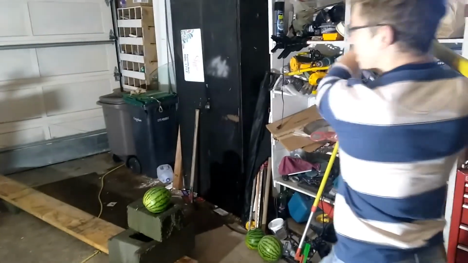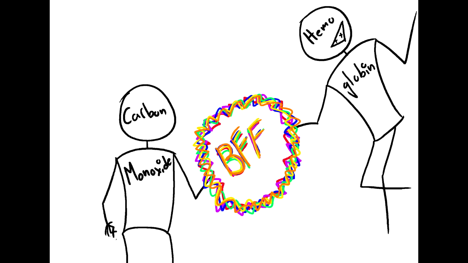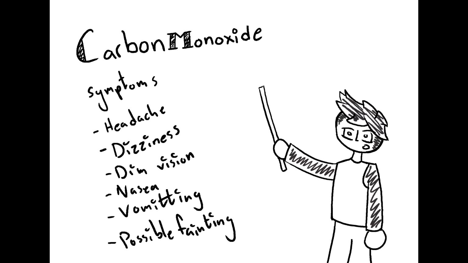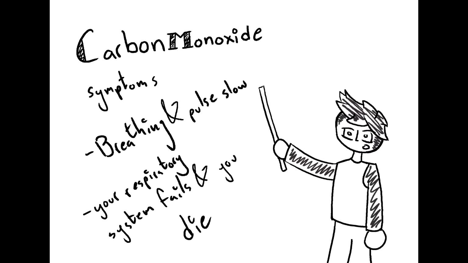Symptoms of carbon monoxide poisoning may vary depending on how much of the hemoglobin is bonded with carbon monoxide. If 10 to 50% of the hemoglobin is bonded, then symptoms will look like headaches, dizziness, dim vision, nausea, vomiting, and possible fainting. If 50 to 70% of the hemoglobin is bonded, then symptoms can be hyperventilating, comas, seizures, and even possible death. If 70 to 100% of the hemoglobin is bonded to carbon monoxide, your breathing and pulse will slow, and your respiratory system fails and you die.